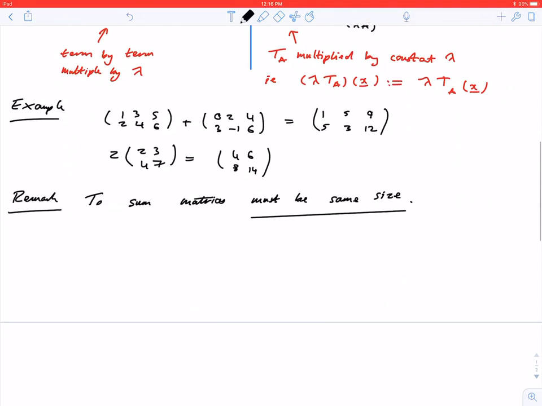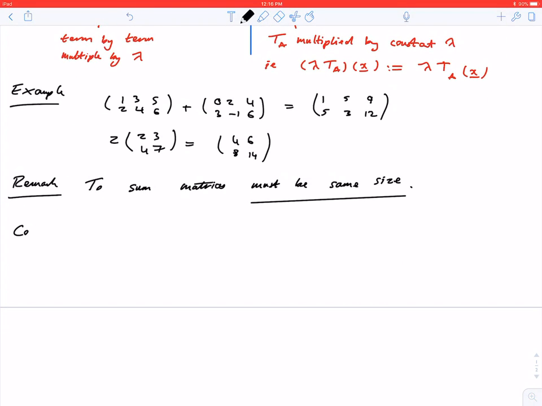So I'll start off just by saying the following. Composition is more complicated. What does composition correspond to? Or how can we incorporate composition of functions into this picture?